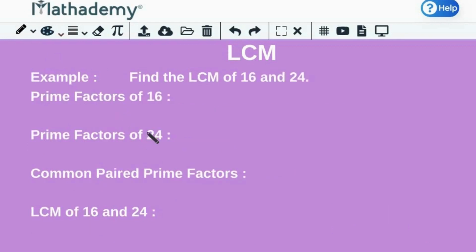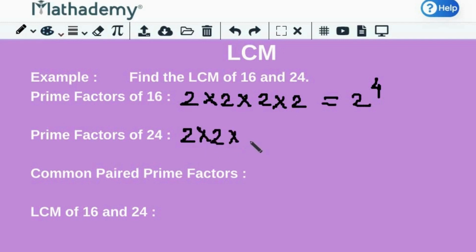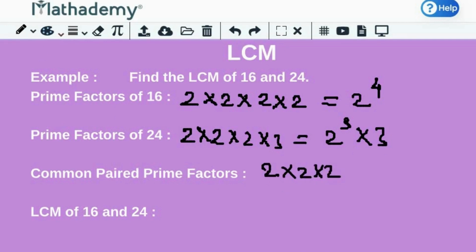Let us find out the LCM of 16 and 24. Prime factors of 16 are 2 multiplied 4 times, or 2 to the power 4. And prime factors of 24 are 2 into 2 into 2 into 3, or 2 to the power 3 multiplied by 3. Now, common paired prime factors are 2 into 2 into 2.